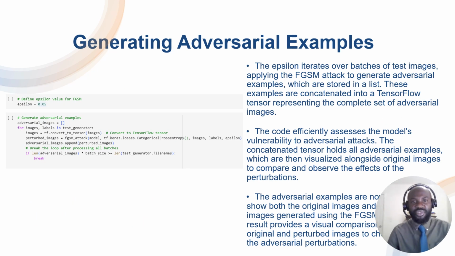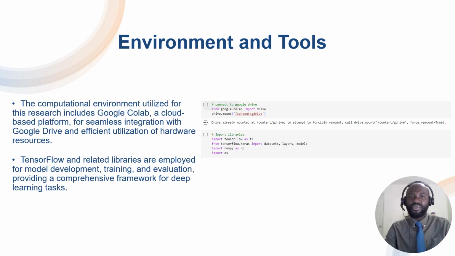And then when you iterate over the batches of the test images, our code applied the FGSM attack with varying epsilon values, generating these adversarial examples. They were stored in a list. These examples are then concatenated into a TensorFlow tensor. Now, when you do this, it assesses the model's vulnerability. Then visualizing both the original and the perturbed images allows comparison, for us to be able to highlight the impact of adversarial perturbations on the model predictions. And it goes on and follows the same procedure.